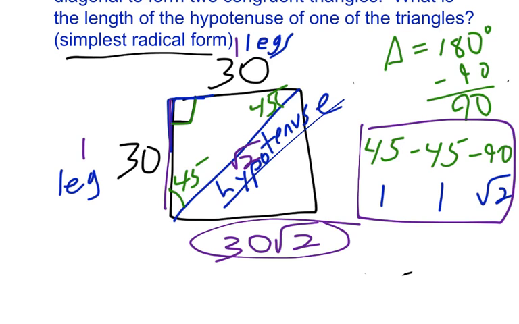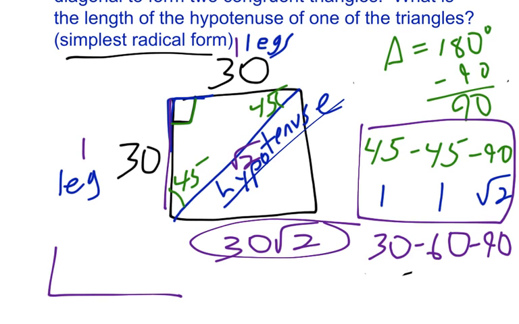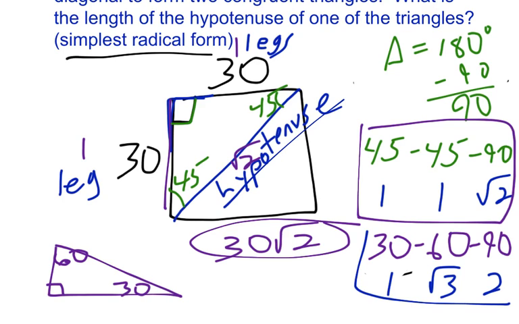Now there's one more relationship. There's a 30, and this one's a little harder to remember. A 30, 60, 90. If you had a triangle that looked like that, where you had basically one small angle of 30, one larger angle of 60, and then a right angle. That has a relationship to remember as well, and that one is 1, square root of 3, 2. And you can make a proportion to solve from there.